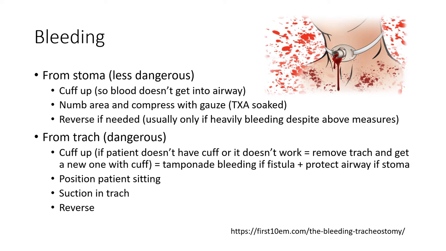If it's bleeding from the trach, then it's a bit more dangerous, and then you have to cuff up again. If you don't have a patient with a cuff, or the cuff isn't working, then you have to remove the cannula and put in one with a cuff, because you want to potentially tamponade the potential fistula in there, and then protect the airway from the stoma bleeding. Then you want to position the patient in sitting position, and then you want to suck the outer cannula, and even suck deeper. And then you probably will consider reversing.